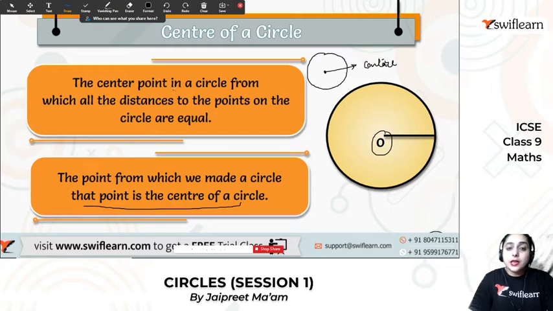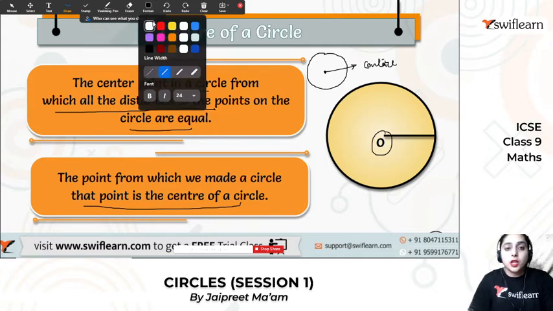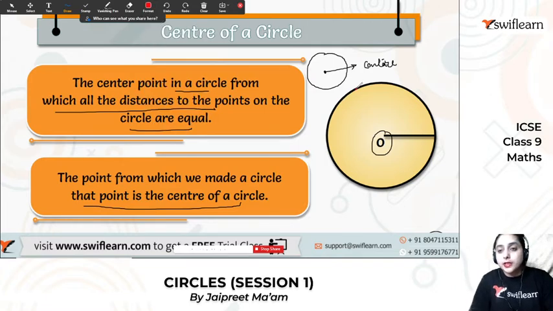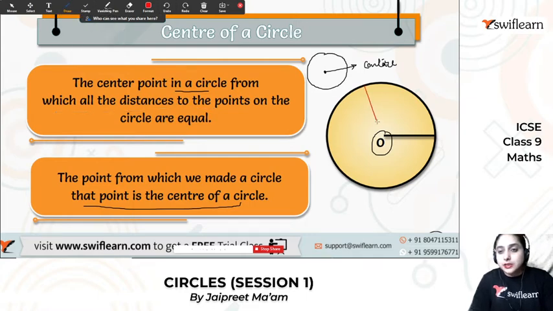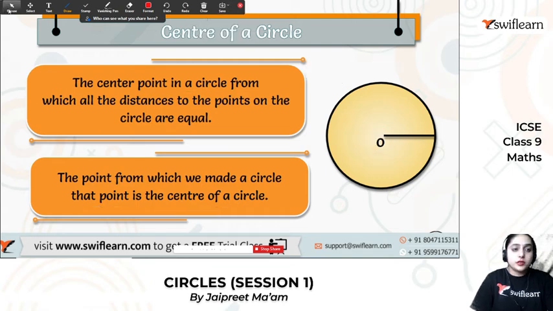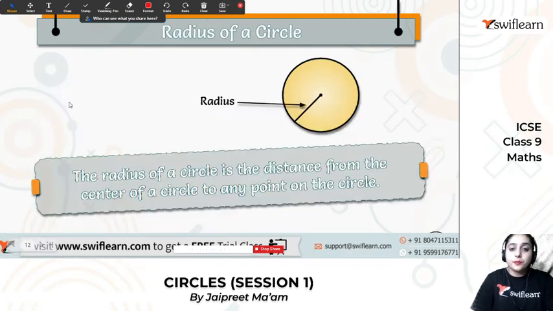The center point in a circle is the point from which all the distances to the points on the circle are equal. So there are points on the circle, right? So this distance is the same. Okay, from the center to the points on the circle, the distance is the same, like this. This distance is the same, this is the same. So this is the center of the circle. Let's learn one more term related to the circle, that is radius.